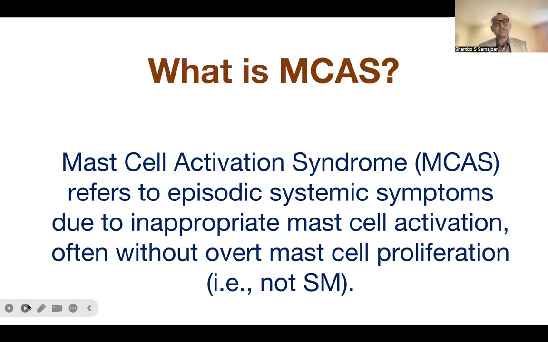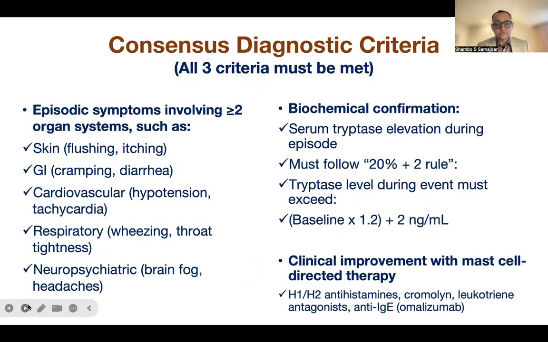Now, what is this mast cell activation syndrome? These are episodic systemic symptoms. First of all, they will have systemic symptoms in an episodic way due to inappropriate mast cell activation, often without overt mast cell proliferation. That is not systemic mastocytosis. And there are three criteria we need to remember.